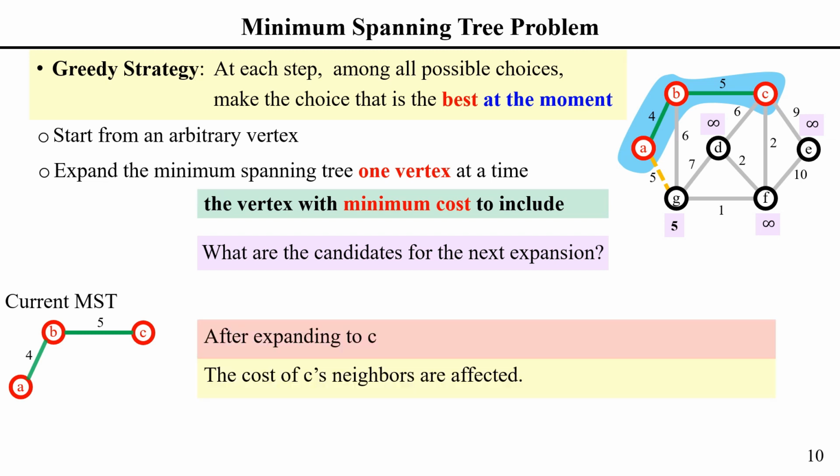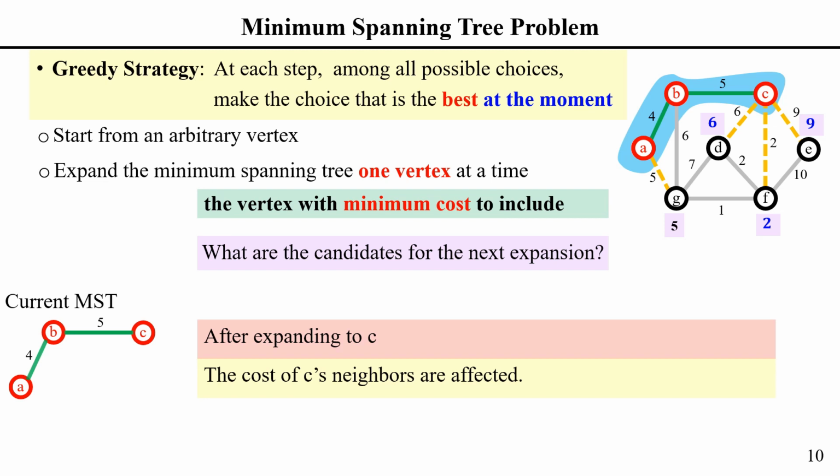After expanding to vertex C, the cost of its neighbors are affected. The neighbor B is already in the minimum spanning tree, so we don't need to worry about that. But the neighbor D, who was unreachable, is now reachable through the edge CD with a cost of 6. So we need to update its cost from infinity to 6. The same is true for F and E. So F's cost is updated from infinity to 2, and E's cost is updated from infinity to 9. Because we have found better ways to possibly include these neighbors to the current minimum spanning tree. That's the reason for the update.